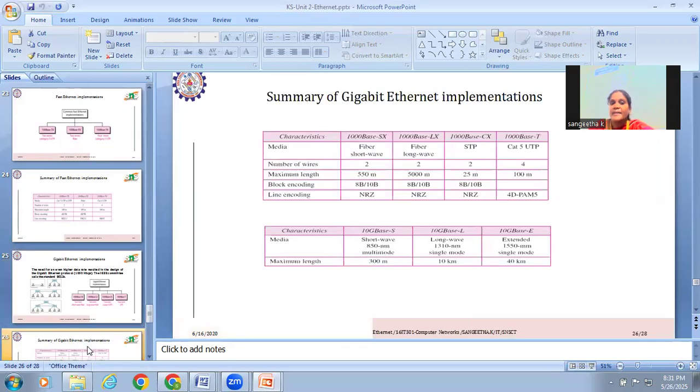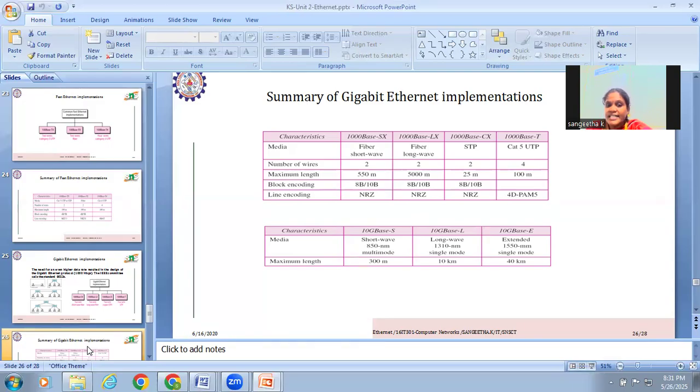To summarize: fiber short-wave communication, fiber long-wave communication, shielded twisted pair and unshielded twisted pair are used. The maximum length of 1000Base-SX is 550 meters, 1000Base-LX is 5000 meters, 1000Base-CX is 25 meters, and 1000Base-T is 100 meters. Here 1000Base-T uses four pairs of cable. In both, 8B/10B and 4D-PAM5 line coding will be used.